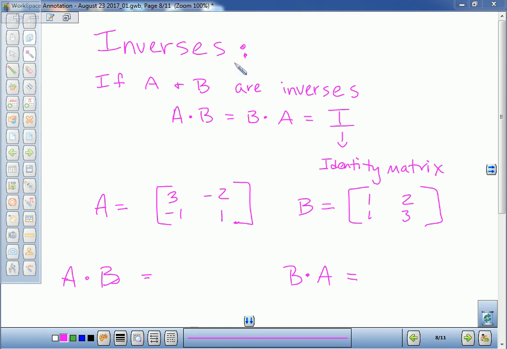And the unique thing about inverses: if matrix A and matrix B are inverses, this commutative property that we talked about does not hold for multiplication. Something weird happens with inverses. When we do A times B or B times A, if they are inverses, we actually get the same product, and that product is quite unique. It's called the identity matrix.